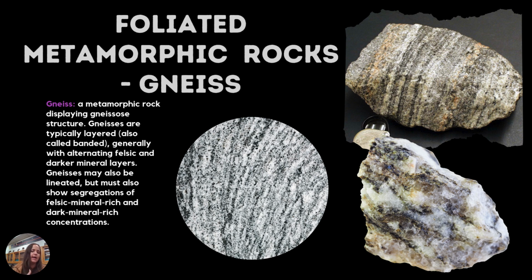If it's been oxidized, that top right photo shows some oxidation on it. You see some kind of orange banding. That's just from the oxidation of the iron-rich minerals in the rock.